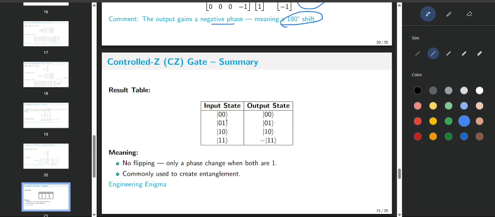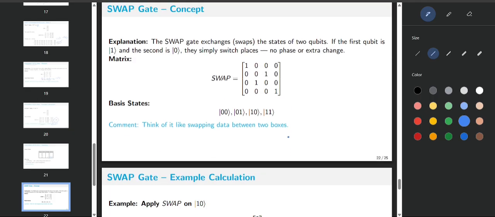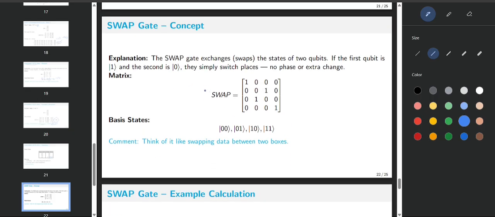So 0 0 does nothing because it is not 1 1. 0 1 is not 1 1, so it does nothing. 1 0 is not 1 1, so it does nothing. If it is 1 1, control Z adds a minus. Control Z only adds minus if it is 1 1. That is what the control Z operation is.